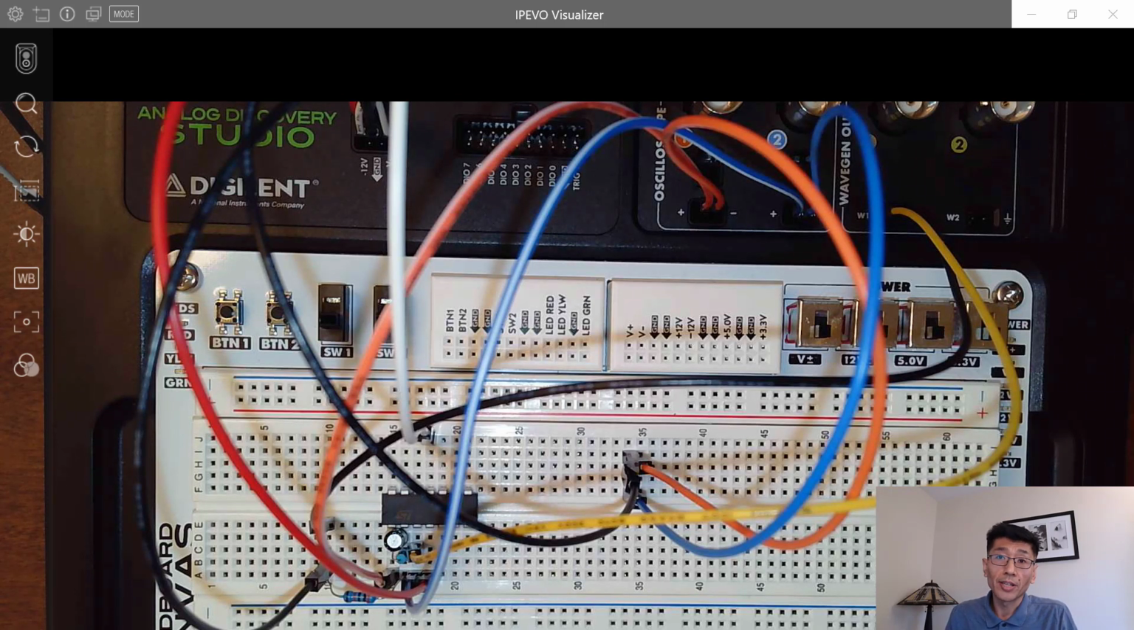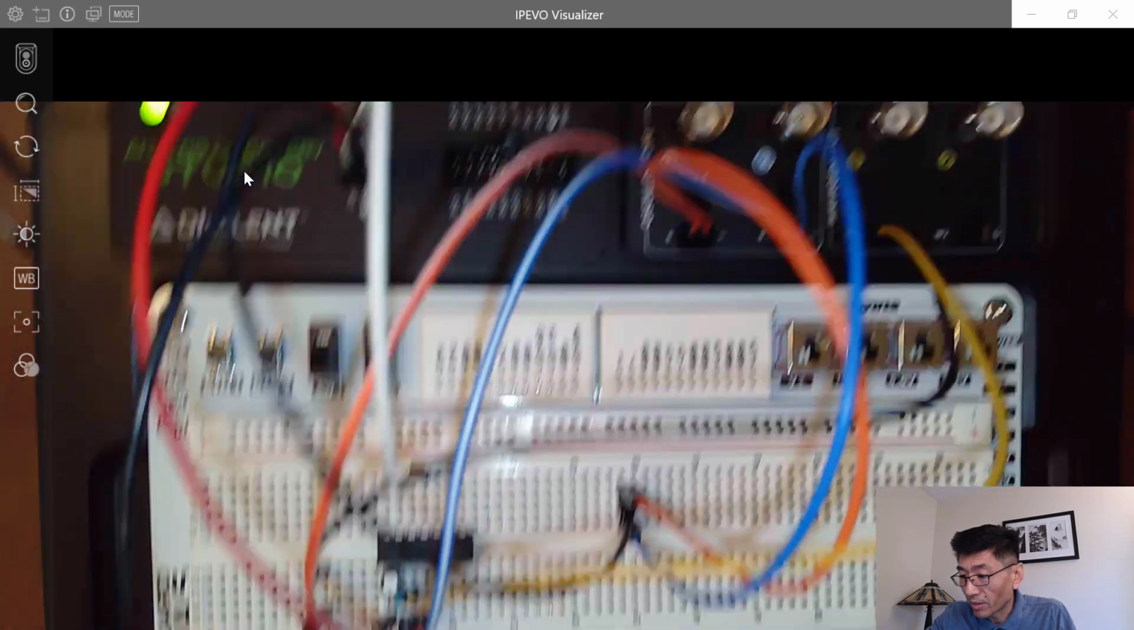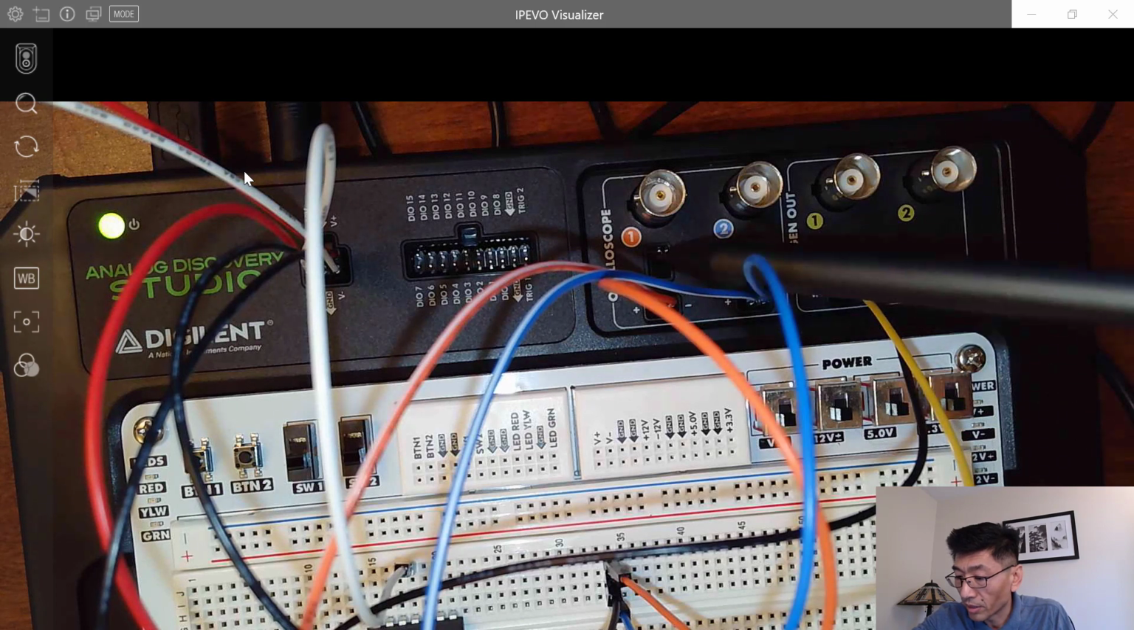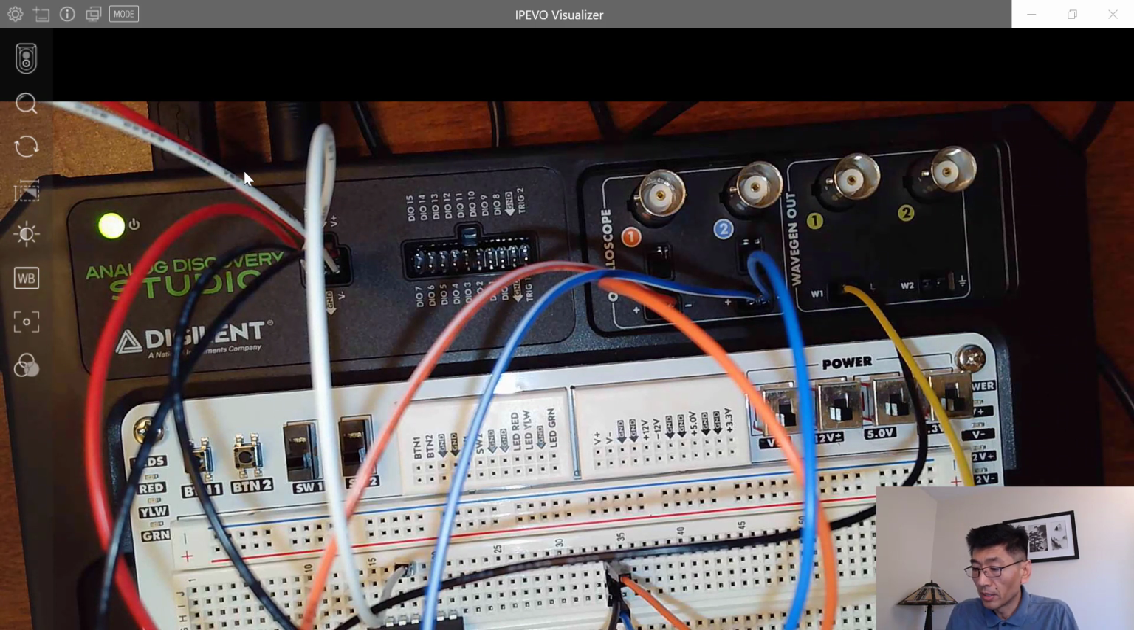Hello everybody, let's look at a simple experiment here. We have this breadboard. This Analog Discovery Studio has a function generator, so you can generate the waveform here, and also the oscilloscope, with 2 channels you can measure the waveform. So right now I'm running this thing.